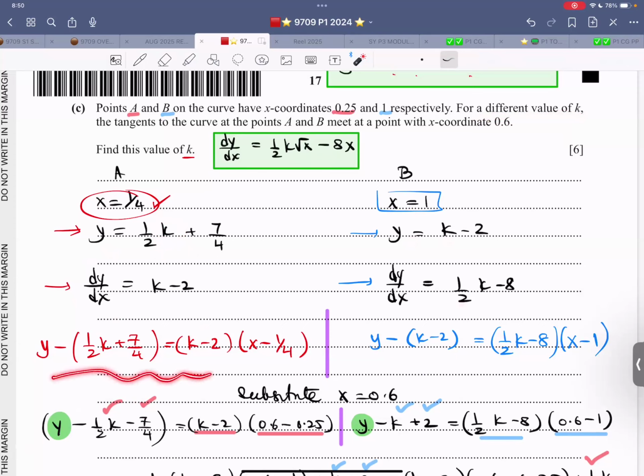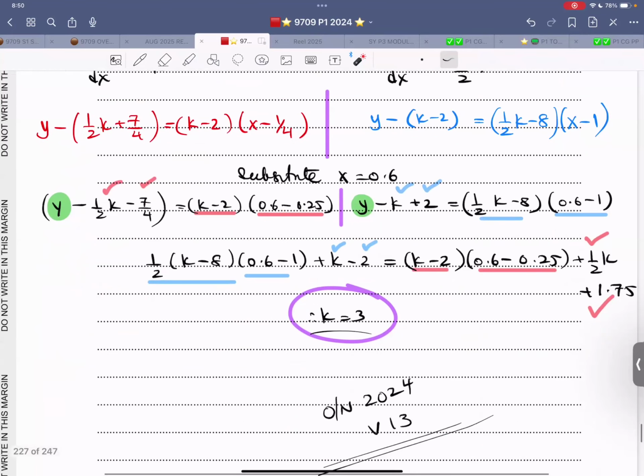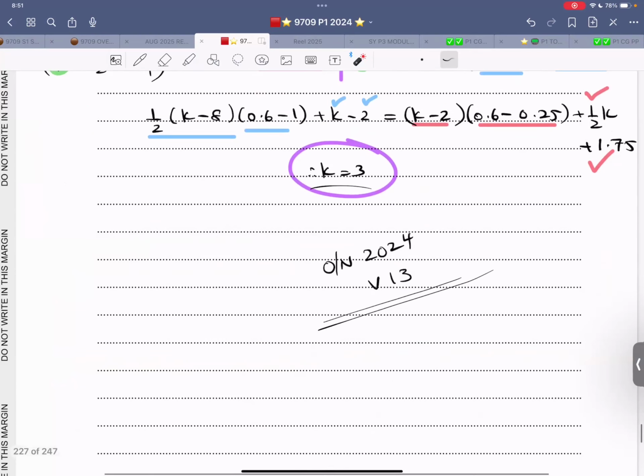Now you write the equation in terms of k, y minus y1 equals m into x minus x1. You simplify and you plug in the x coordinate 0.6. You solve, both sides are equal. This is y, make them equal. And without making it the subject, the y will eventually cancel out. So just plug in x is equal to 0.6, and you'll find the corresponding value of k, which is 3.